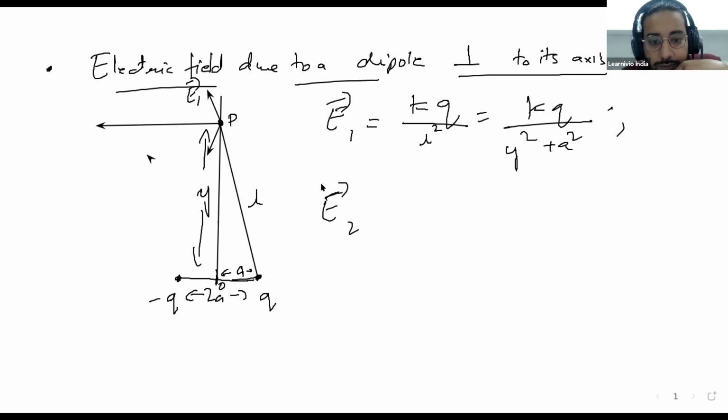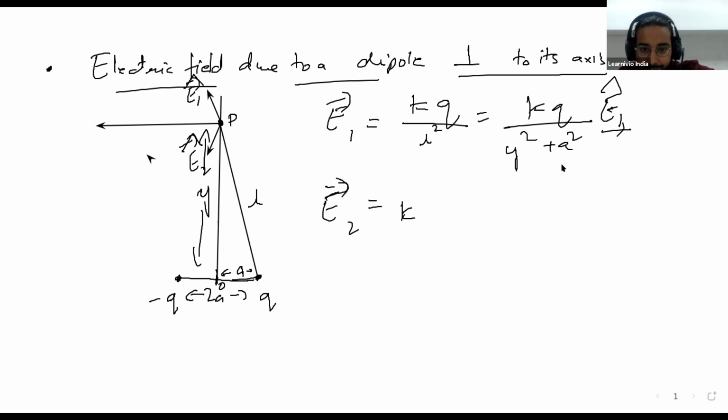And what about E2? Well, this is in the direction E1 hat. Let's call this direction E1 hat, and let's call this direction E2 hat. E2 will be KQ over, with the negative sign, obviously, meaning that it's coming inside, again y squared plus a squared, but in a different direction, in the direction E2 hat. Make sense?